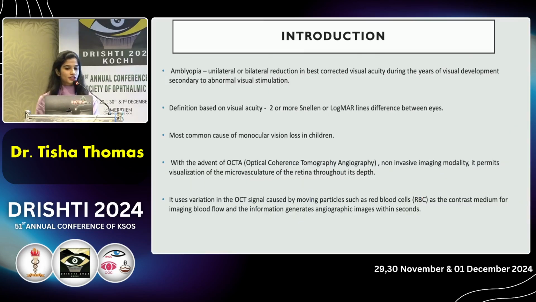So a brief introduction, we all know that amblyopia is a unilateral or bilateral reduction in best corrected visual acuity during the years of visual development secondary to abnormal visual stimulation. It's also defined based on visual acuity, that is 2 or more Snellen or logMAR lines difference between two eyes. And as per the Amblyopia Treatment Study, this is one of the most common causes of monocular vision loss in children.